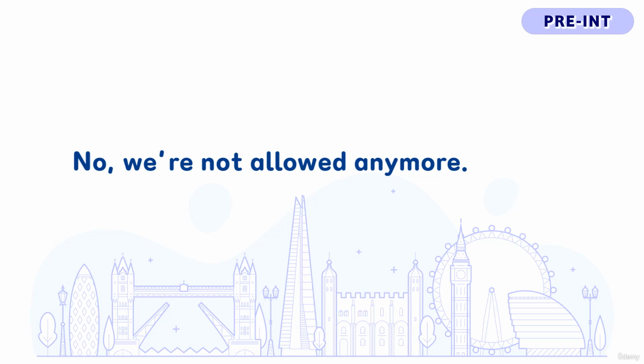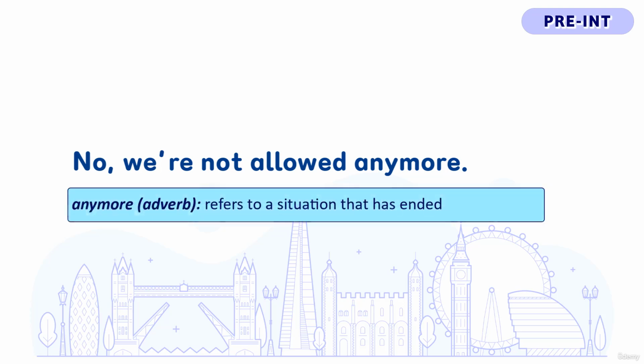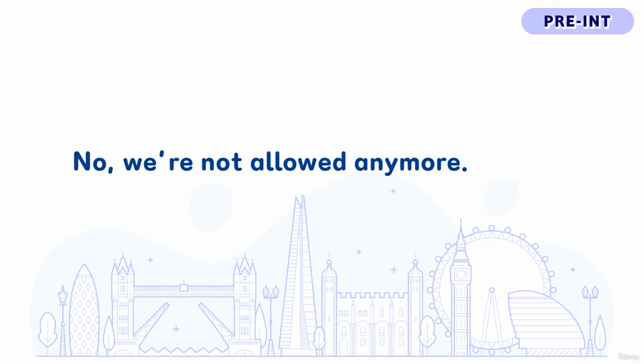After saying we're not allowed, we have this phrase anymore. Anymore is an adverb and we use it to talk about some situation that has ended. So we're saying that we were allowed before, but we're not allowed anymore. Anymore is generally only used in negative sentences or in questions. Let's do a speaking practice of this sentence.